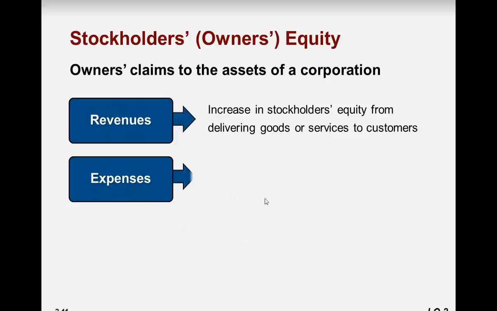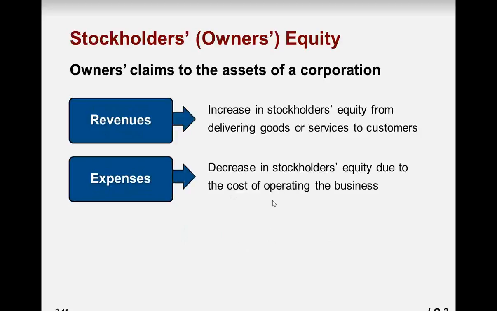Expenses then are the decrease in stockholders' equity due to the cost of operating the business. If I am Walmart, I will have my cost of goods sold, my cost of inventory that I have to sell. If I'm an accounting service, then I will have the cost of my rent, my software, office supplies that I may purchase. All of those items are expenses that are going to be subtracted from my revenue. It doesn't decrease my revenue, but it's subtracted from my revenue in order to come up with my net income or net loss.